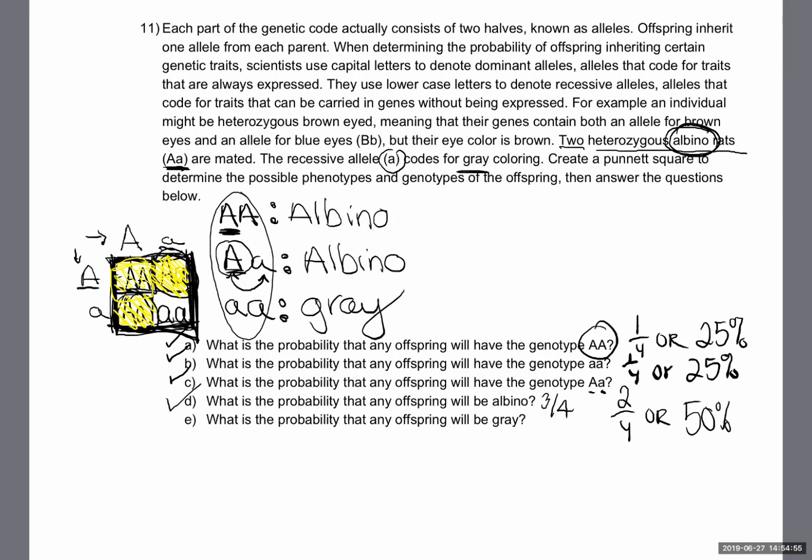Okay. And then what is the probability that any offspring will be gray? How many of these will actually end up being gray? 1 out of 4. Only the guy who had 2 recessive gray genes will be gray, 1 out of 4, or 25%. And albino would be 3 out of 4, or 75%. You might be thinking, how's she doing the percent so quickly? In our intro to percent lesson, guys, we said you better know 1/4, 1/2, and 3/4. Nothing else.